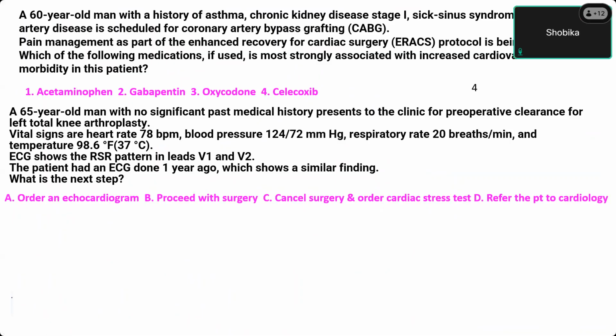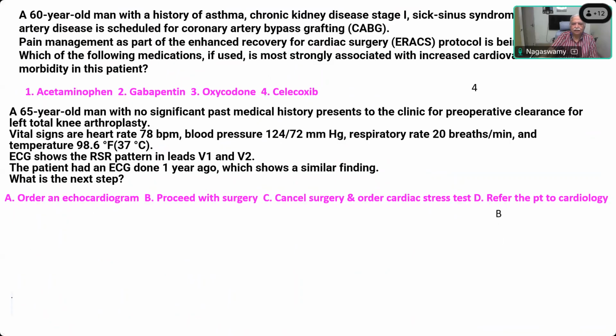Order an echo. Any other answer? Proceed with the surgery, sir. Fantastic. That is the correct one. Because RSR pattern is right bundle branch block, V1 and V2. Is right bundle branch block innocuous or is it pathological? Mostly normal, in the elderly. It can be ignored.